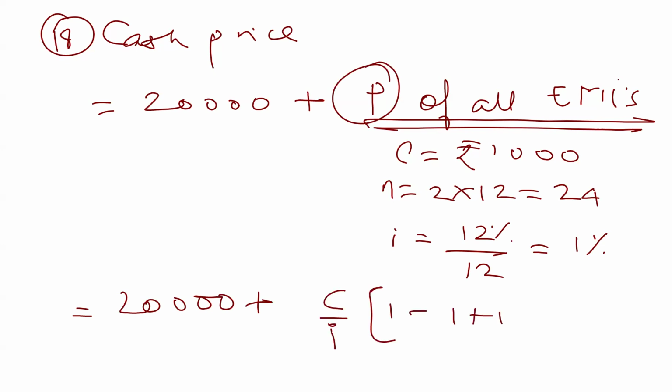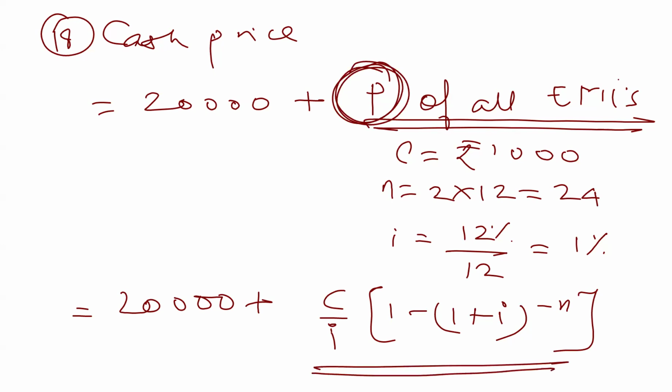The formula is C by I, 1 minus 1 plus I raised to minus N, and we'll consider annuity immediate. Why? Because 10,000 rupees, which is the annuity, is paid at the end of every month. Hence it is not P dash but P, annuity immediate. Okay, now put the values over here.